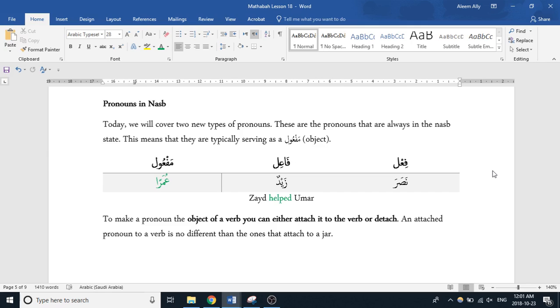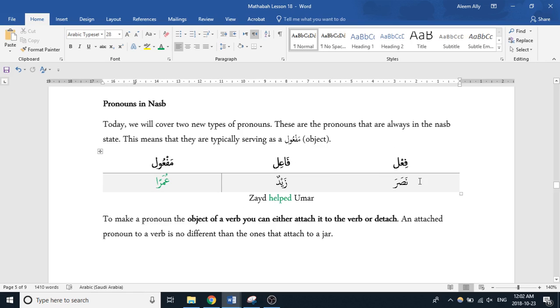Okay, so in the last video we covered pronouns in a state of rafa, and then we covered pronouns in a state of jar. So now we're going to look at pronouns in a state of nasb. So, what does nasb usually mean? When a noun goes into a state of nasb, that usually means it's being acted upon by a verb. So it's our maf'ul, right, our object.